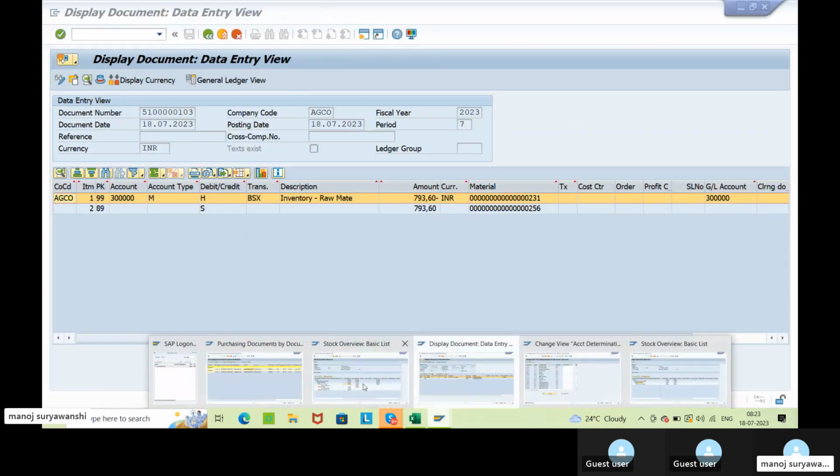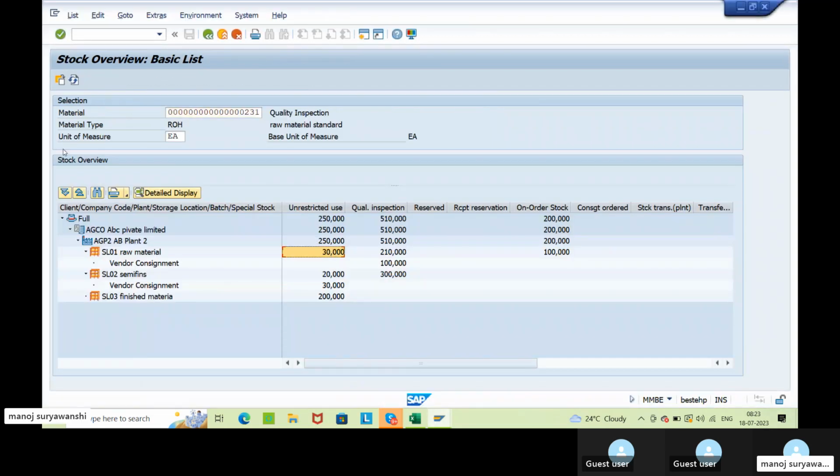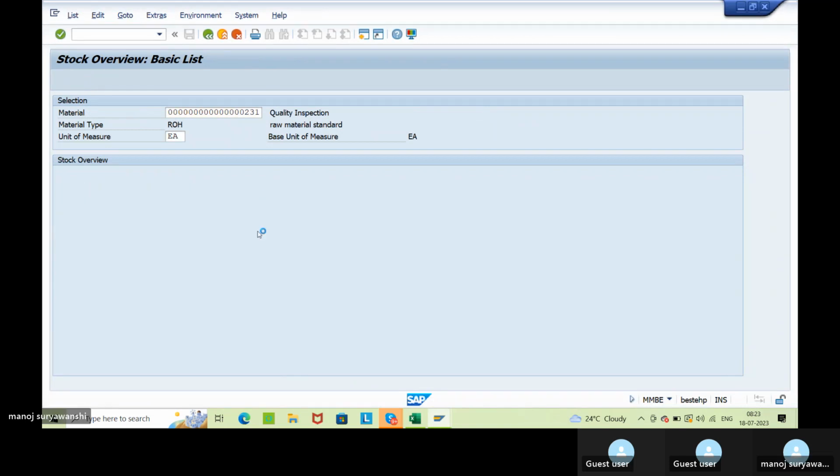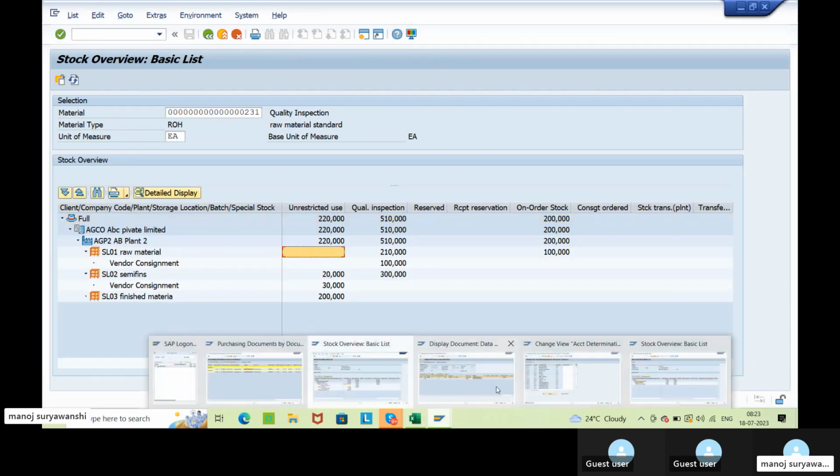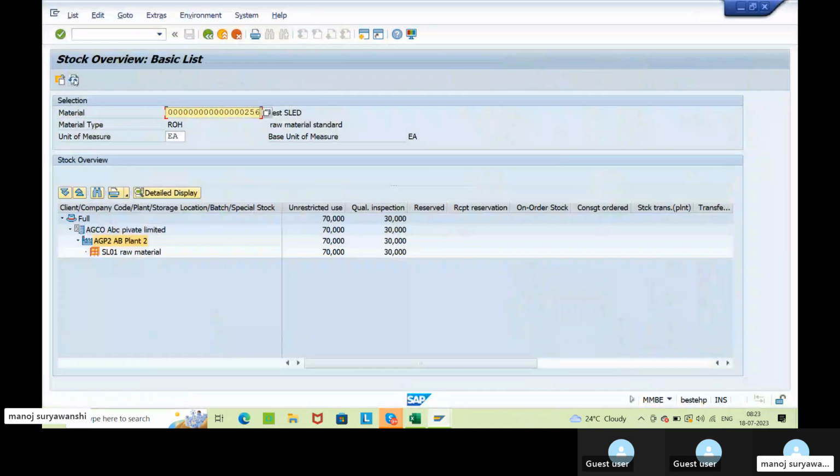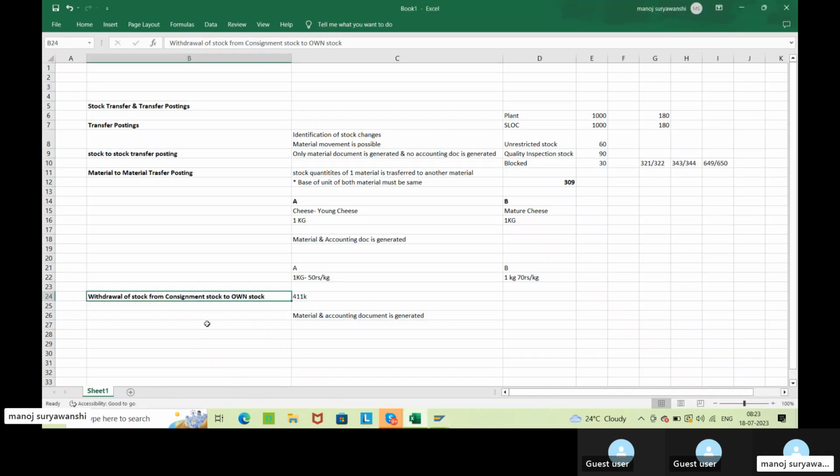And if you refresh the stocks now, यहाँ से 30 क्वांटिटी माइनस होगा और यहाँ पे 30 क्वांटिटी प्लस होगा. 100 quantities. So this is how transfer posting works. Any doubts, any questions?